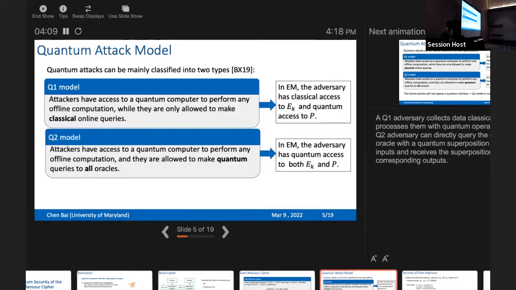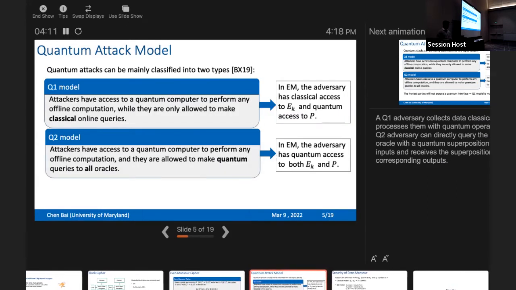Next I'll talk about the quantum attack models. In the symmetric setting, quantum attacks can be mainly classified into two types. The first model is the Q1 model, where attackers have access to a quantum computer to perform any offline computation, but they are only allowed to make classical online queries. And in the Q2 model, the attackers have access to a quantum computer to perform any offline computation, and they are allowed to make quantum queries to all oracles.